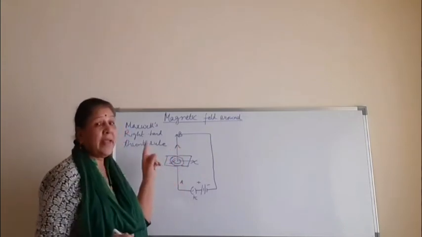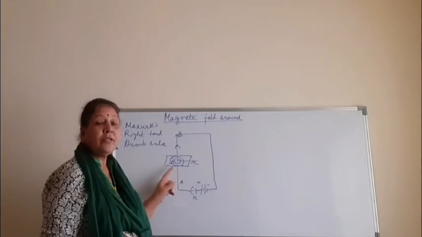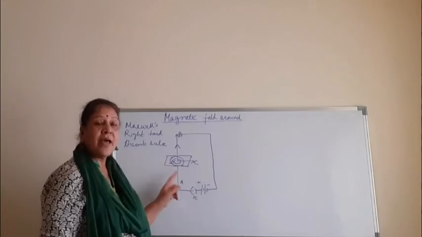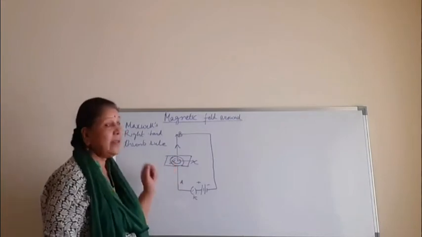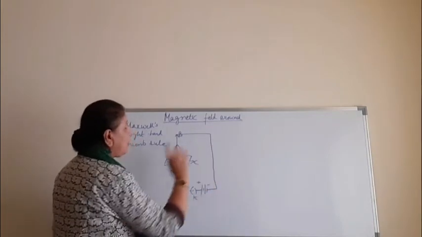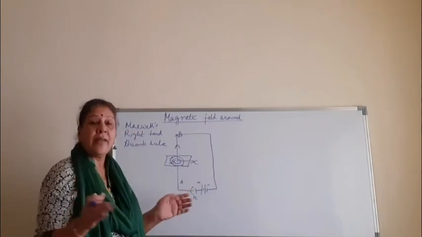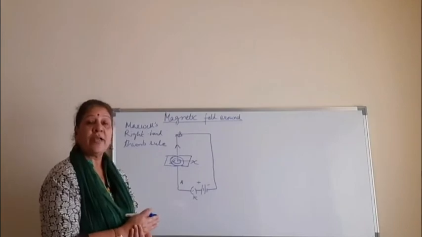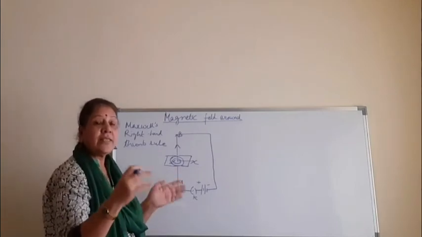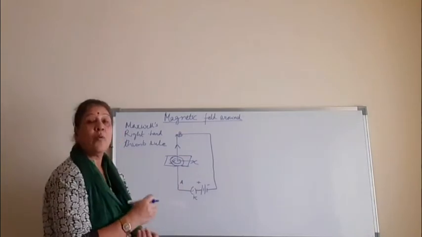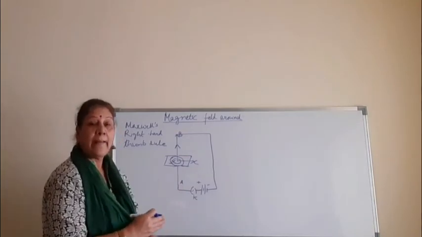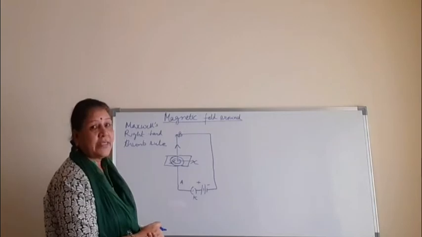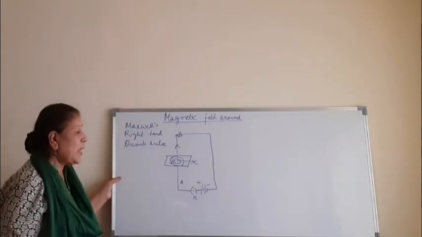So the magnetic field will be produced around the straight current carrying conductor, in the form of concentric circles, where the center of the circles lies at the wire. As you move away from the wire, the circles get bigger and bigger, showing that the strength of the magnetic field is decreasing. It is less strong now. As you are closer to the wire, the magnetic field strength is more. So this is about the magnetic field around a straight current carrying conductor. I hope it's clear to you.